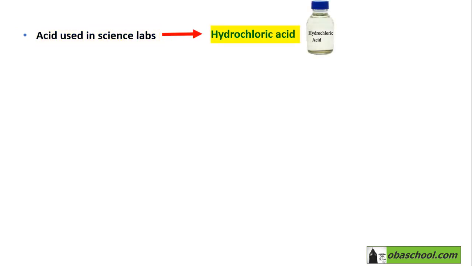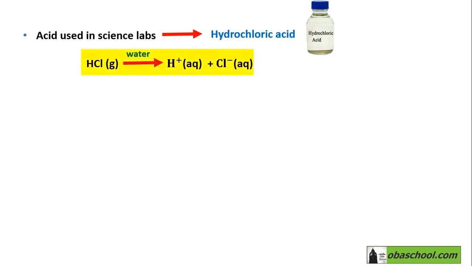One acid that you use in science labs is hydrochloric acid, which is HCl. This is formed when the gas hydrogen chloride dissolves in water. So whenever the gas hydrogen chloride dissolves in water, it produces H+ ions and Cl- ions. All acids release H+ ions into solution when added to water. It is these excess H+ ions that make a solution acidic.